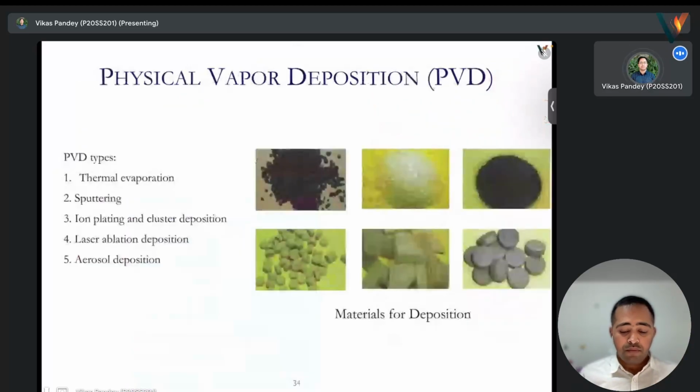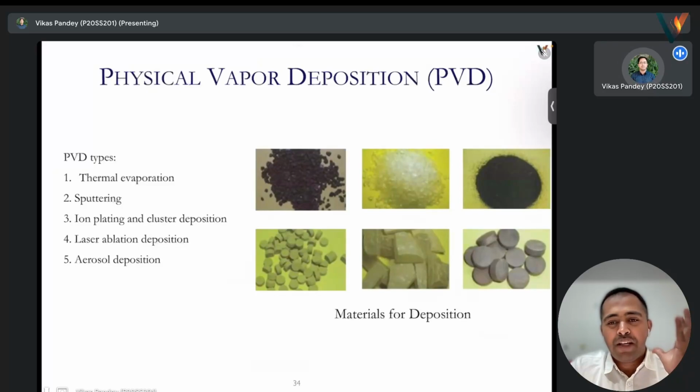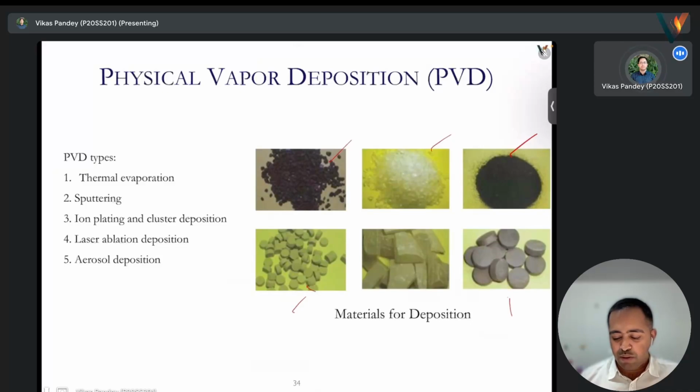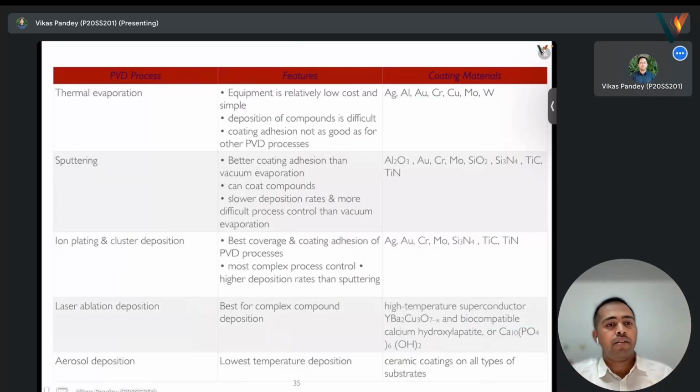Okay, so let's say we have some material for deposition. There are different materials. They can look like pellets, tablets, powder, or small pieces of metal, and they can be deposited. How? Thermal evaporation, sputtering, ion plating, cluster deposition, laser ablation. There are a lot of physical vapor deposition techniques. I have summarized this in this table. You can see details about this if you are interested.